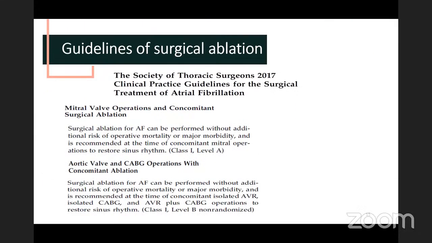If you move to the Society of Thoracic Surgeons 2017 guidelines for surgical treatment of AFib, they also classified it into three categories in the same manner. For mitral valve operation and concomitant surgical ablation, it's class 1, level of evidence A, to do surgical ablation without additional risk of operative mortality or morbidity. In aortic valve and CABG operations, it's class 1 with level of evidence B, non-randomized.